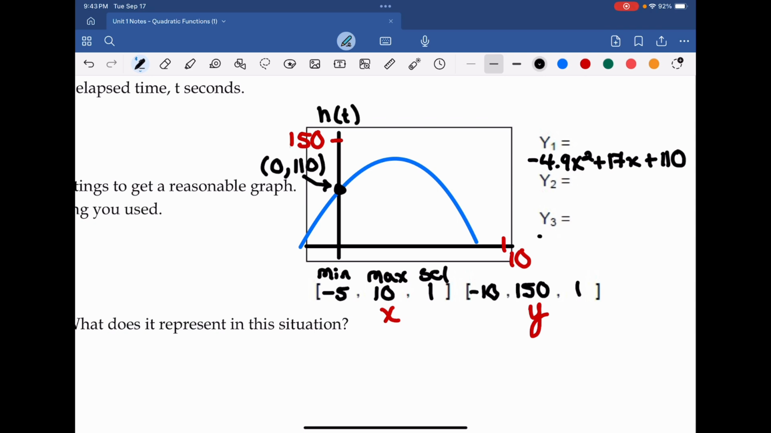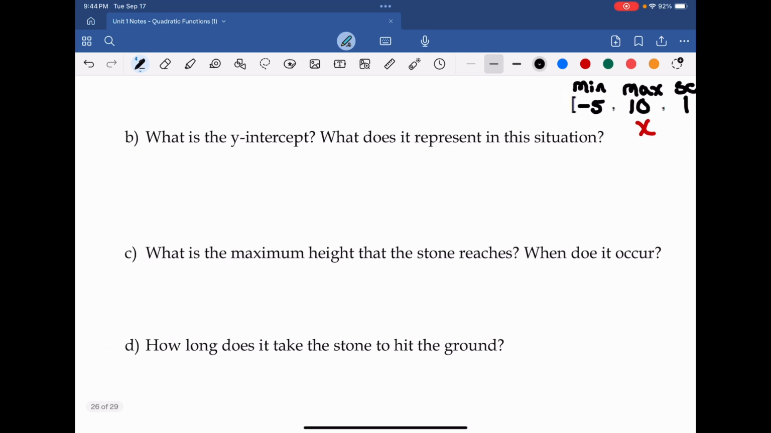This is our h of t, this is our t-axis. It's how far we start in the air, or where we start in terms of how high we are above the beach on a cliff. So let's make sure we write that in the sentence here. What is the y-intercept? The y-intercept is 110. What is it symbolic of? It is the starting height.